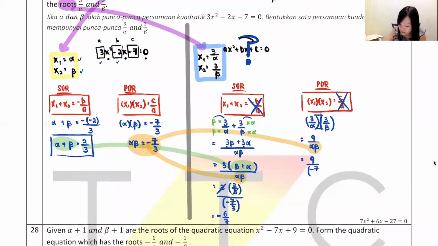Isn't it negative 7 over 3? I press calculator. 9 divided by bracket 7 over 3. What do you guys get from calculator? So slow one. Very good, Danya. Negative 27 over 7.